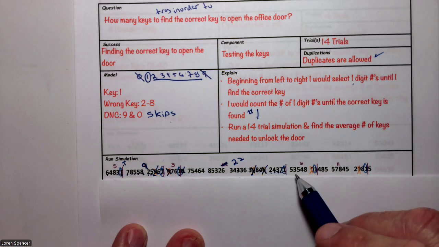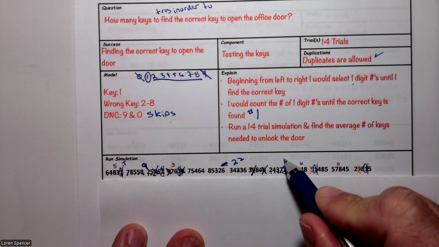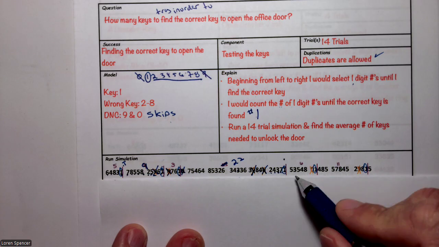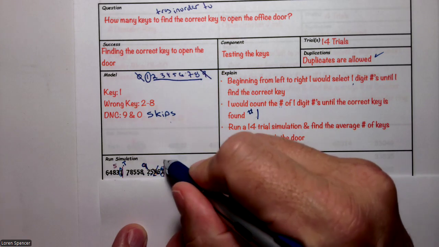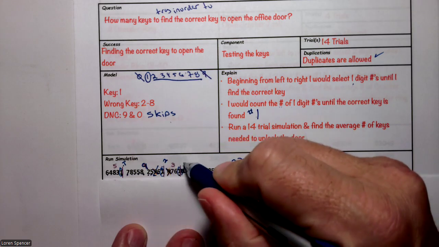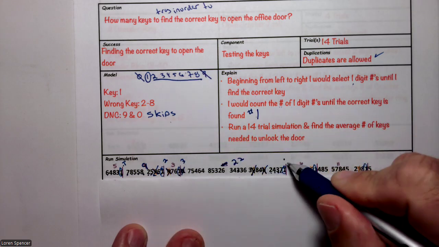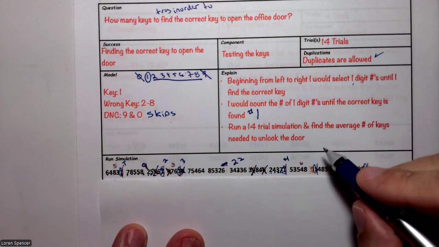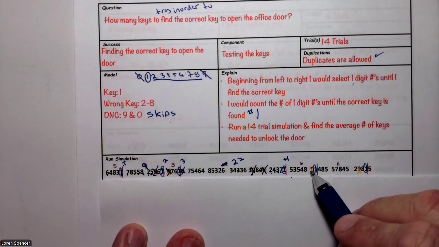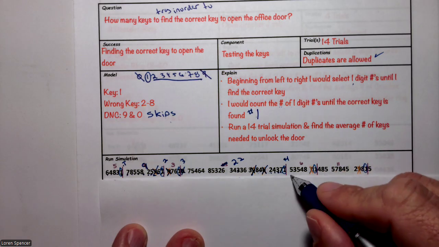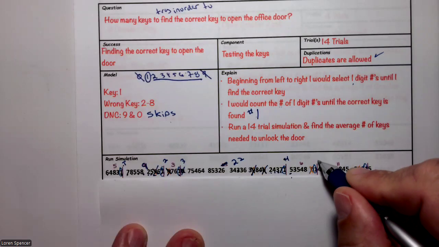Then we go to the next one. All right, so that's the end of that trial. We go again. So this is trial 2. This is trial 3. This is trial 4. We're going to go, oh, 0 doesn't count. We don't care about repeats. Repeats are permitted.